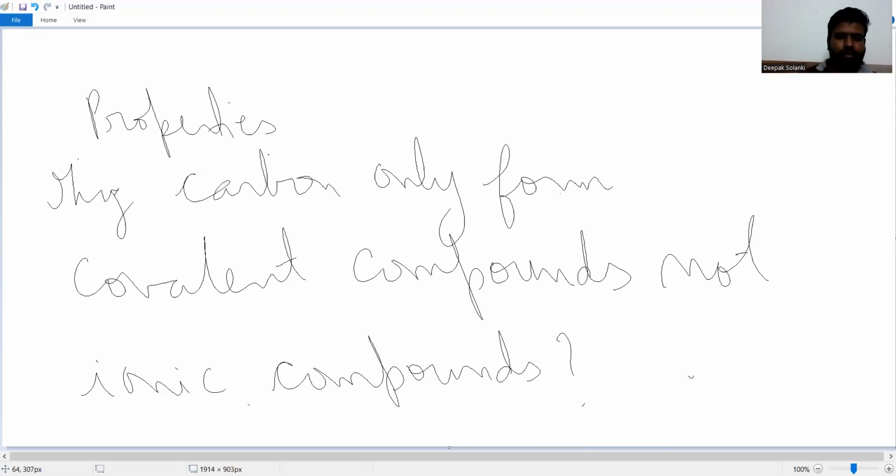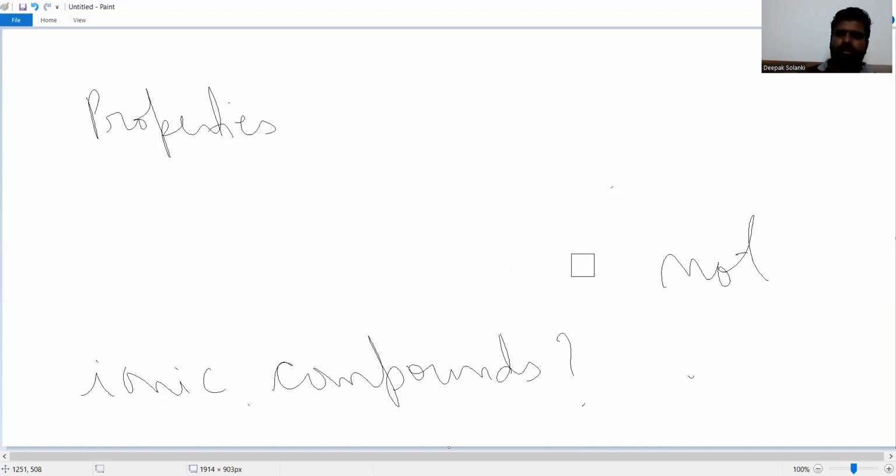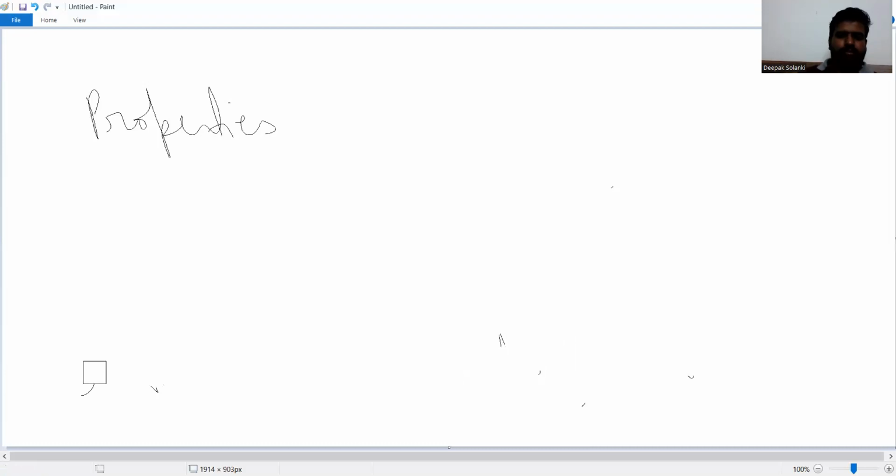Okay. Let me discuss the answer, that is, why carbon only forms covalent compounds. We know that covalent compounds are formed by the sharing of electrons. Both the elements will share and make their octet complete. Okay, so it is made by sharing of electrons.